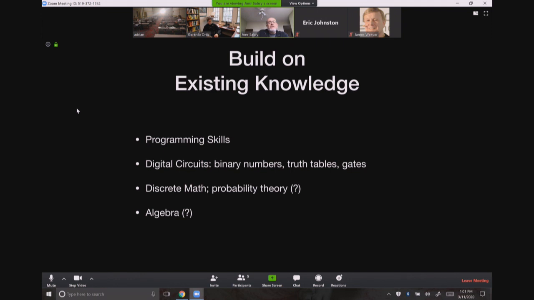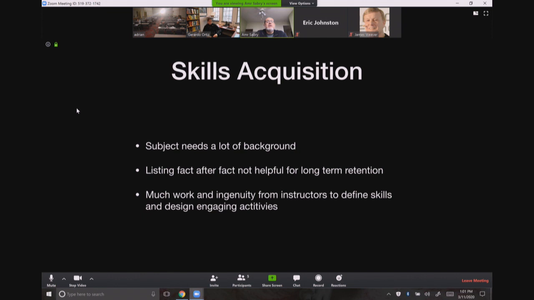We're going to start with programming because I think that's the thing that they can relate to the most. And then we also want to focus on skills. So we want to make sure that if we're going to teach them something, they practice it a lot and a lot, and they practice it in context. So there is some engaging activity where they have to use that skill as opposed to just giving them fact after fact after fact.